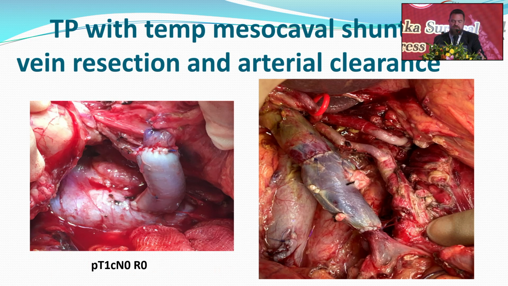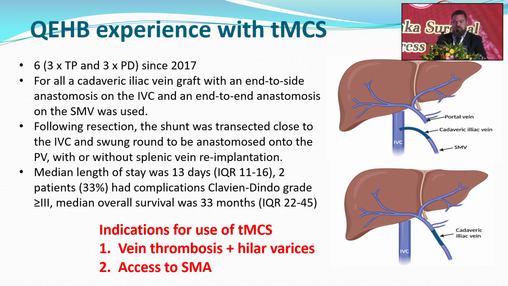So clearly on the radiological stage it was a T4 tumor, locally advanced. Pathological stage after neoadjuvant treatment, T1C N0. So over the last 6 years, we've done 6 cases like this. We used that trick for 6 cases in Queen Elizabeth, exactly as I just explained the technique. Quite a good median length of stay. 2 patients had severe complications. Overall survival, 33 months. These patients wouldn't have survived more than 12 months without surgery.